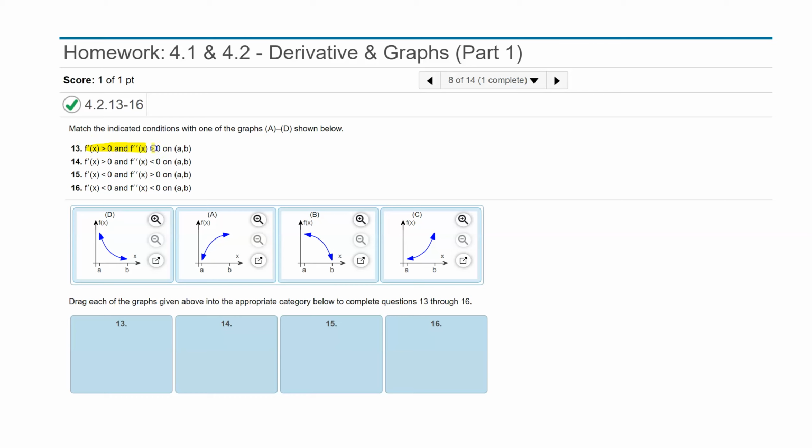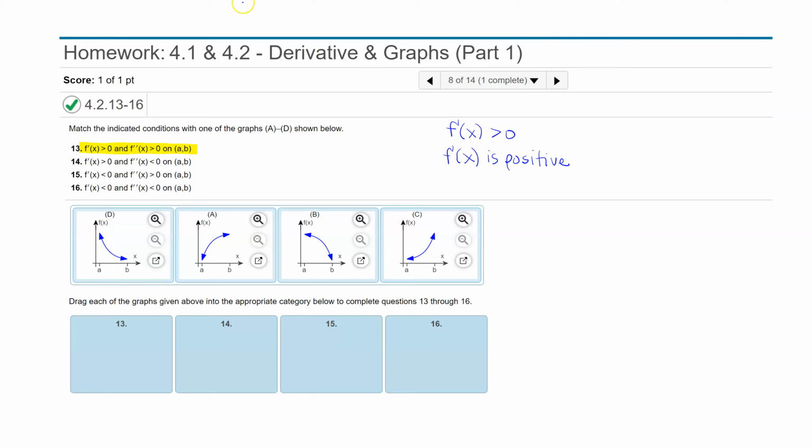What information are we given in 13? So 13 tells us that the first derivative is greater than 0 and the second derivative is greater than 0. So let's break that down. What is that telling us? Well, when your first derivative is greater than 0, that's another way of saying that your first derivative is positive. And remember, that first derivative is describing the tangent lines of the original graph.